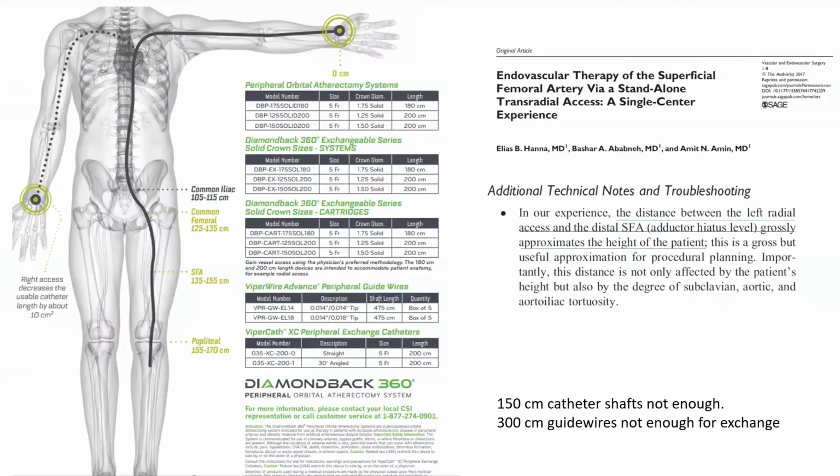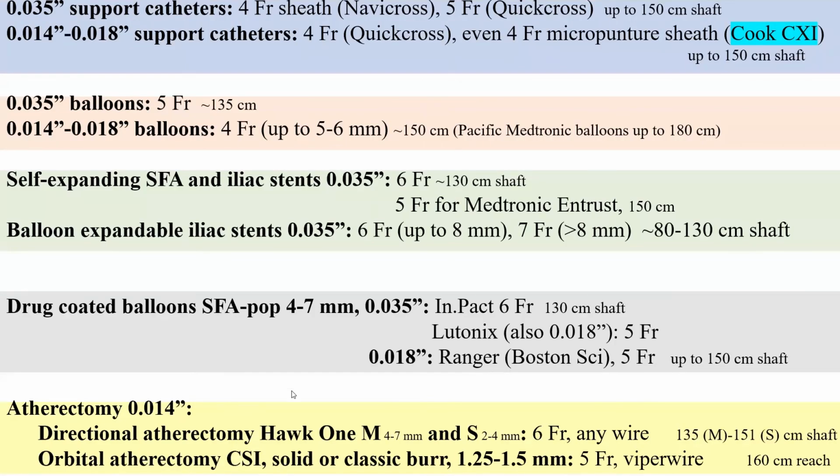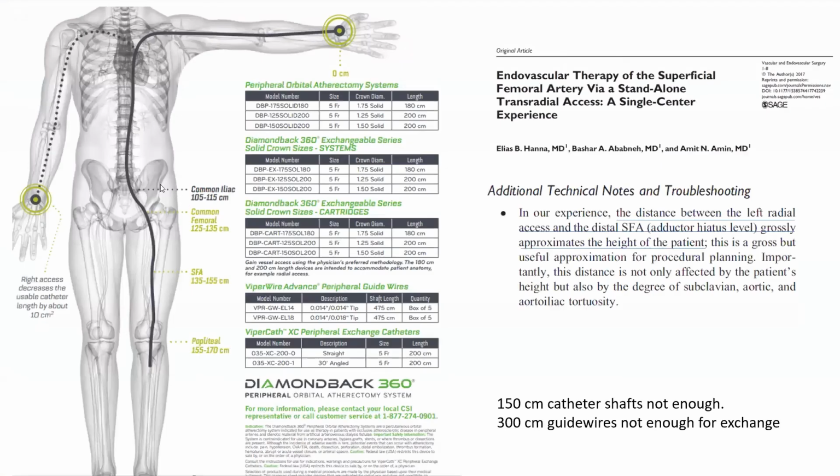Now for radial, I'll give you the same slide, but for transradial maneuver. So radial, of course, the issue is reach with radial. The distance from the left radial access to your left common, to the common femoral artery, left or right common femoral artery, is about 125 to 135 centimeters. It's important to memorize this.